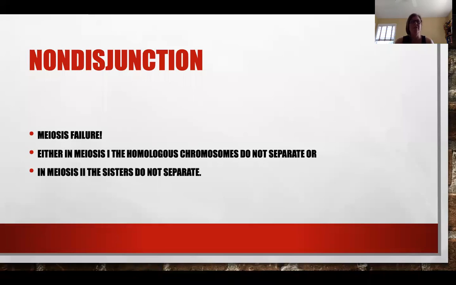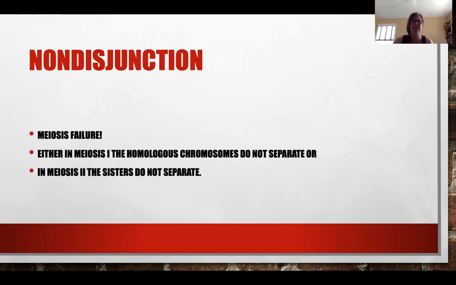When we talk about non-disjunction, what we're talking about is the problem where meiosis fails, where things do not go right. There are two main places that things can go wrong. The first is in meiosis 1, where the homologous chromosomes do not separate. So we fail to have what I call the divorce. Mom and dad did not separate. The second place would be in meiosis 2, where the sisters don't separate. Both of these would mostly be like an anaphase 1 and anaphase 2, where they don't move apart.